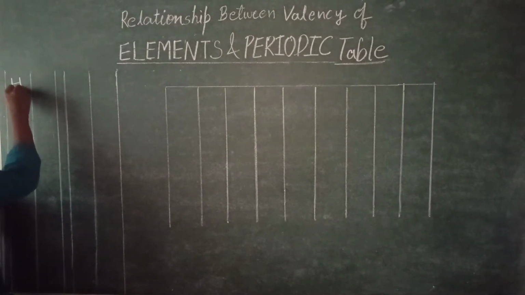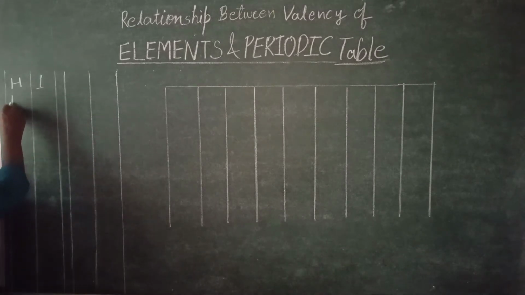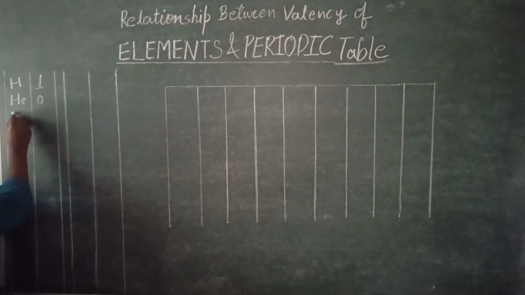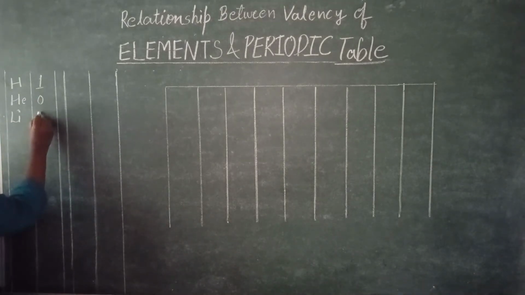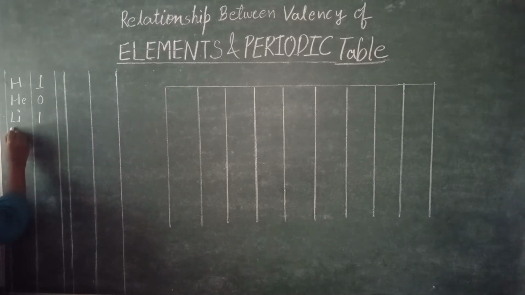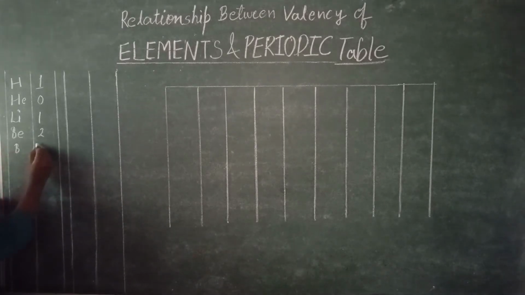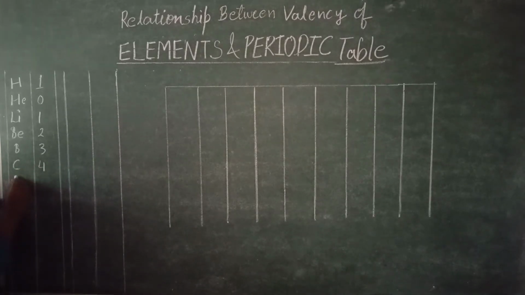The first element is hydrogen. Its valency is 1. Then the second element is helium. Its valency is 0. Third element lithium. Its valency is 1. The next element beryllium. Its valency 2. Then boron. Its valency 3. Then carbon. Its valency 4. Then after carbon, nitrogen, atomic number 7.